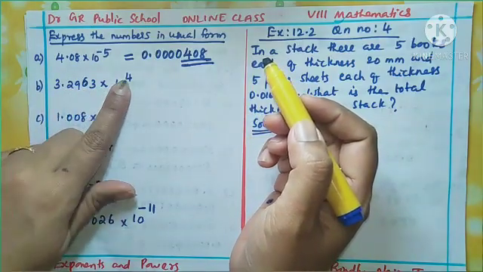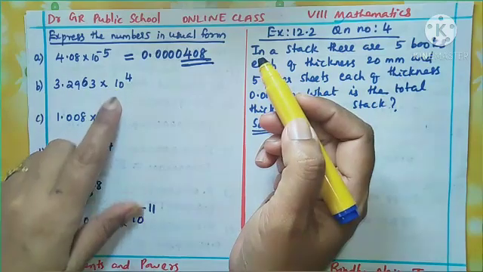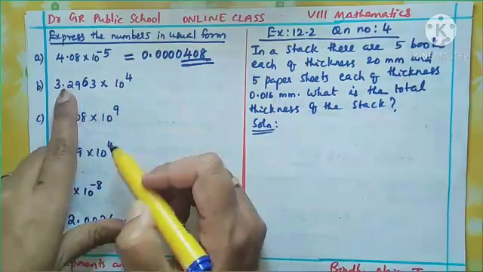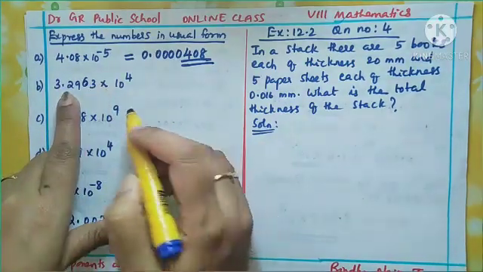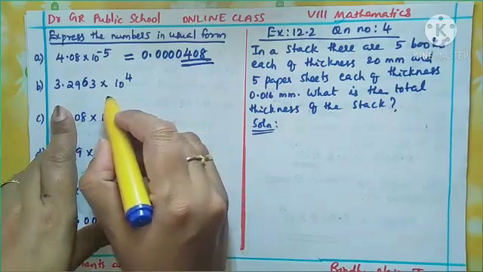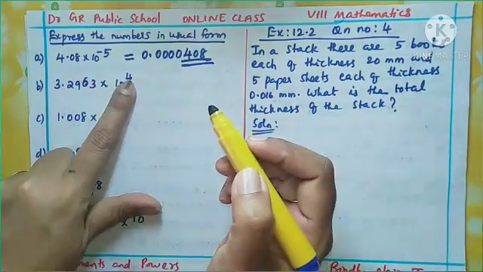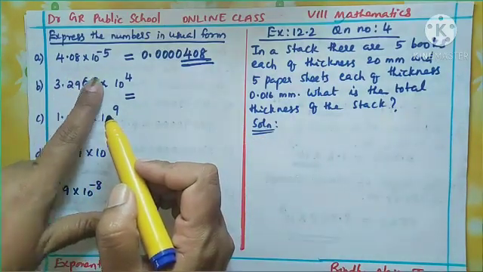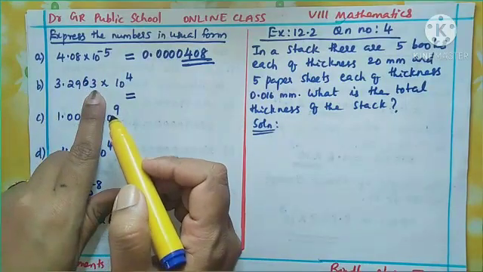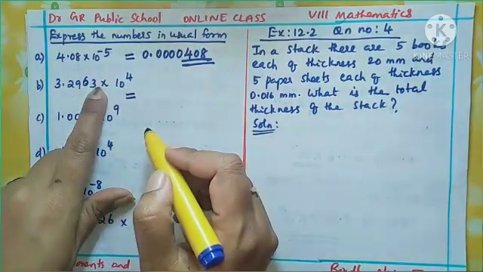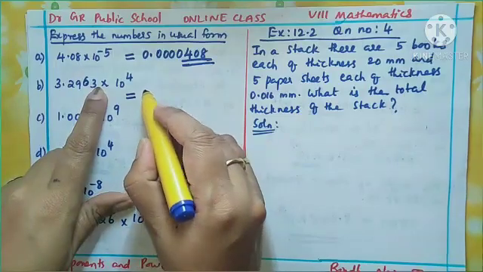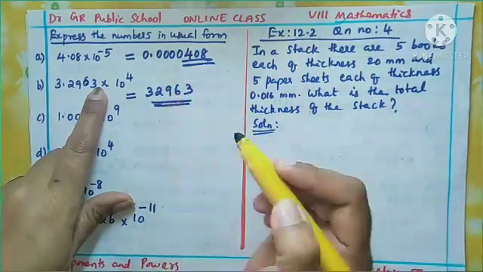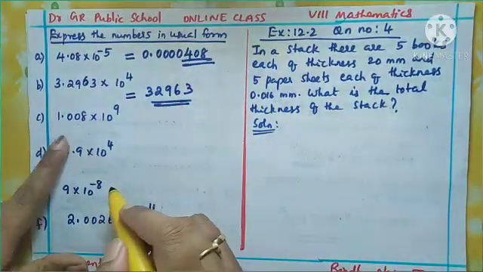3.2963 into 10 raised to 4. Here 10 raised to 4 means a positive exponent, so move the decimal to the right side. 4 places to the right. From the decimal we move 1, 2, 3, 4. So it will come after the last number. When the decimal is coming after the last number, there is no need of putting it. You can just write 32963. That is the answer. So this is the usual form. Now come to the next question.